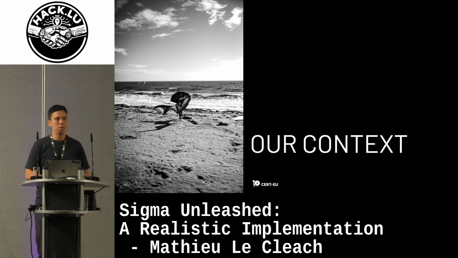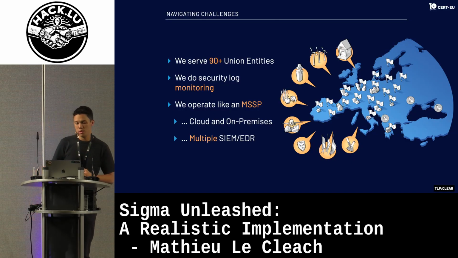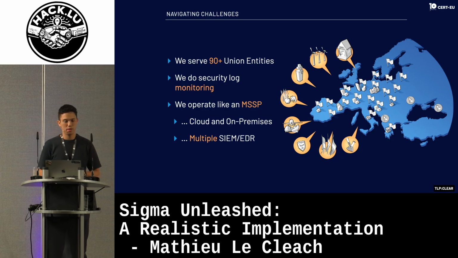But before I jump to our implementation, I need to tell you about our context and how we ended up running Sigma that much. So at 30U, we serve 90 plus Union entities. So it's the institutions, bodies, offices, and agencies. We are the third for the institutions. And for some of them, we do security log monitoring. And as you can imagine, we are sort of an MSSP dealing with cloud and on-premise environments.